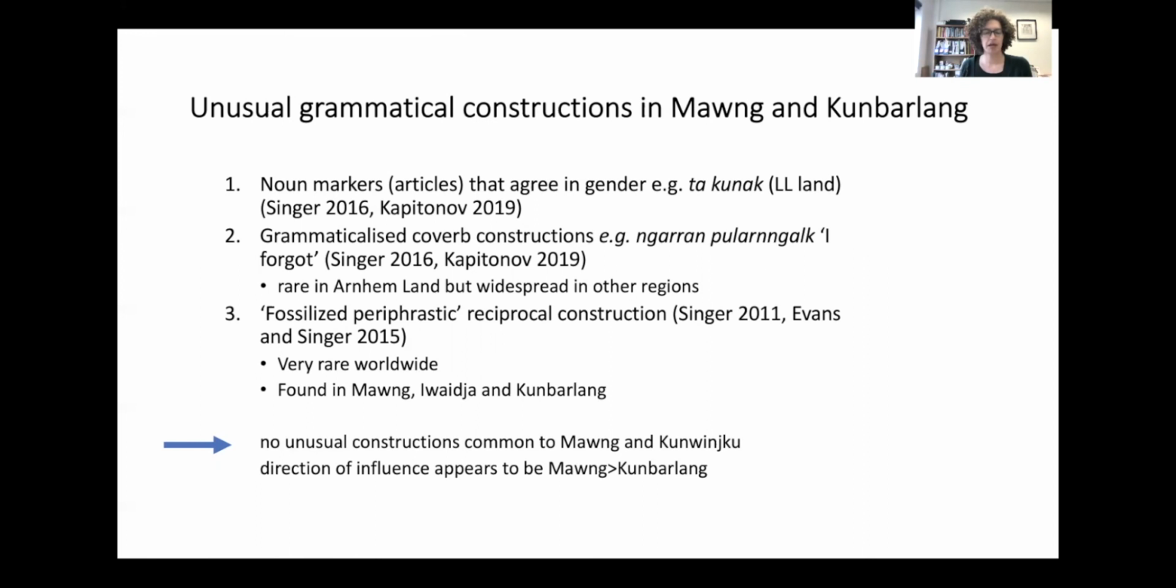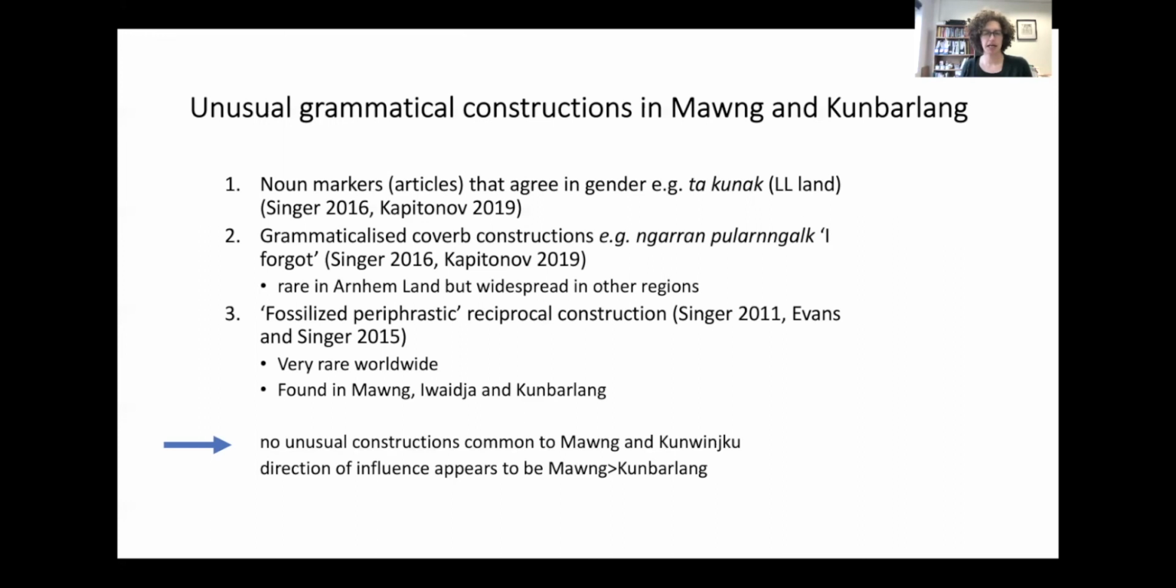Also, a very unusual reciprocal construction, the fossilized periphrastic construction. It's like if you say so-and-so did it to so-and-so, and then so-and-so did it back to them, but you just drop that last bit, back to them. So it's quite a long and convoluted way of expressing reciprocals. It's found in languages of the Iwaidjan family, so not just Mawng, also Iwaidjan and Kunbarlang, and it's very rare worldwide and quite unusual in the region where usually there's just a verb suffix for reciprocals.